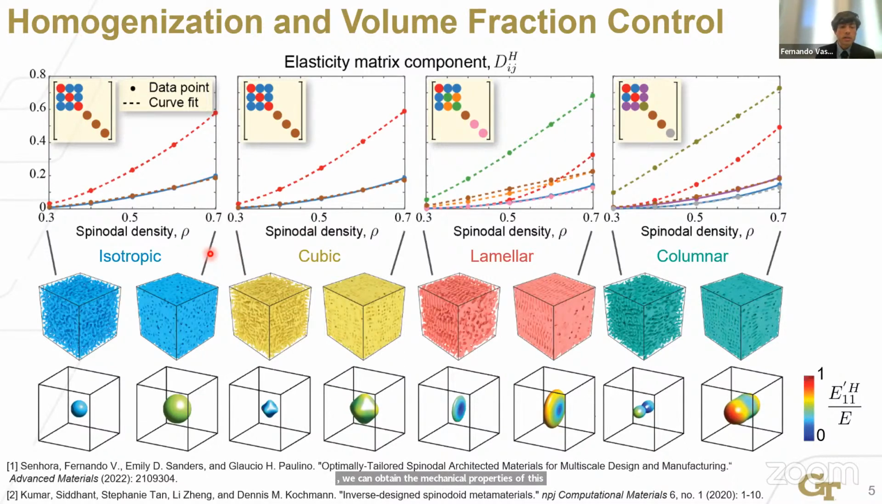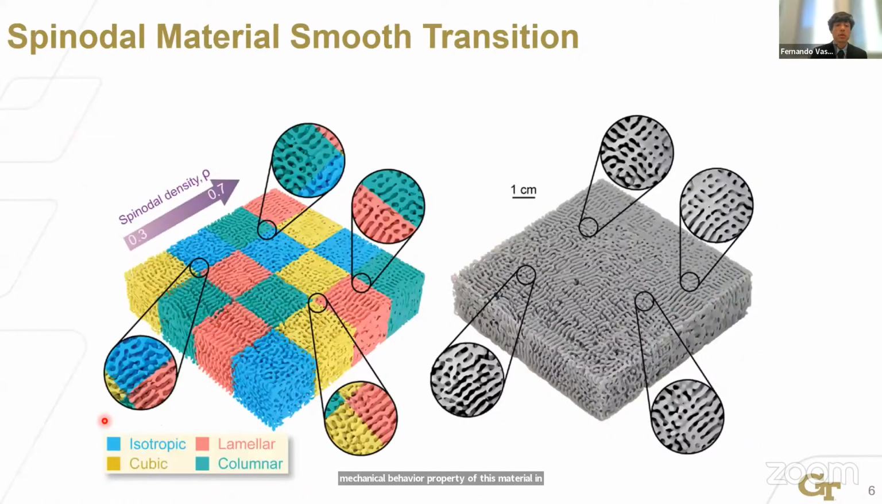We can also vary their density, so we can have a lighter and softer material or a heavier and stiffer material, and we can model this whole range of densities. Here at the bottom, you can see the elastic surface envelope that represents the mechanical behavior of this material. Another interesting property of spinodal architected materials is that it's quite easy to make a transition between two different classes of spinodal materials, densities, and even orientations.